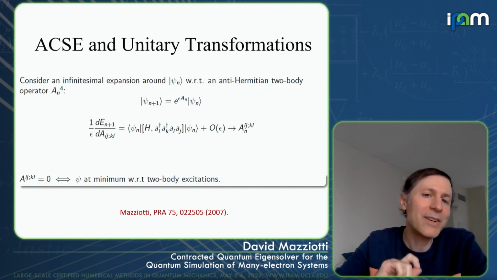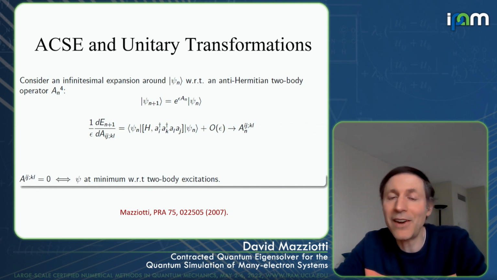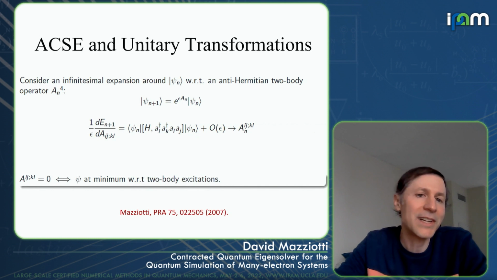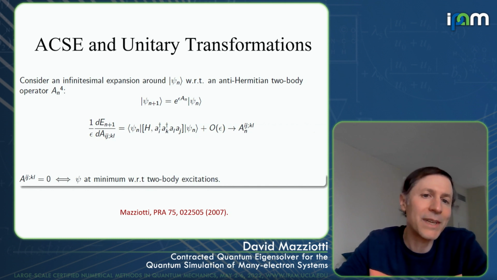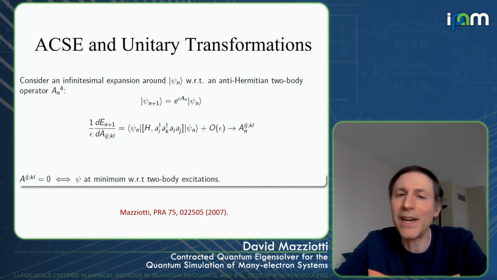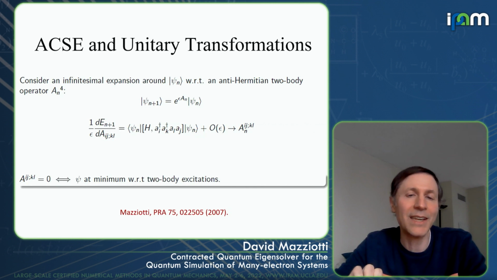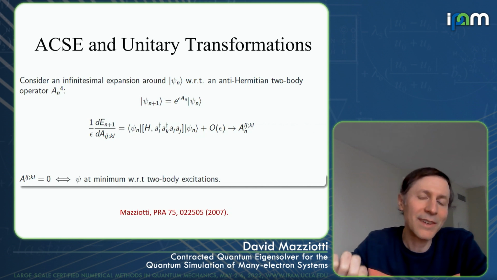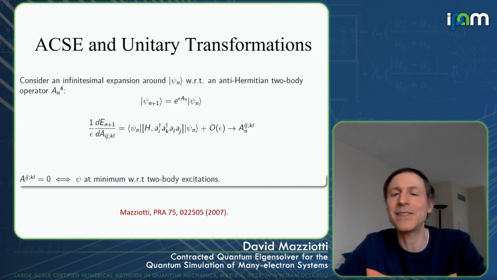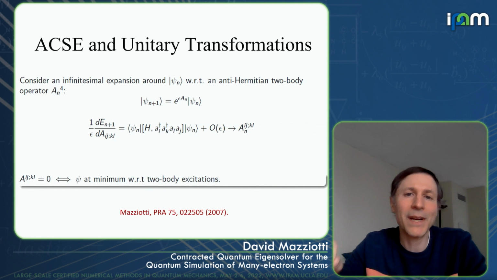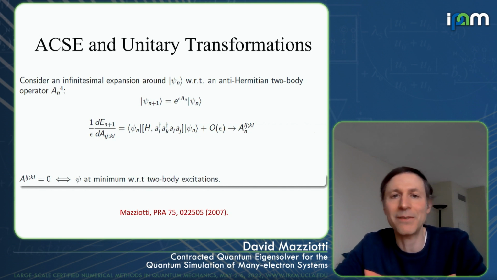But importantly, if we now differentiate the energy created by this transformation at the n plus 1th iteration with respect to the elements of the two-body anti-Hermitian transformation, then the derivative of the energy with respect to these elements produces the residual of the ACSE. So basically, the residual of the ACSE is the natural gradient with respect to the elements of this unitary transformation.